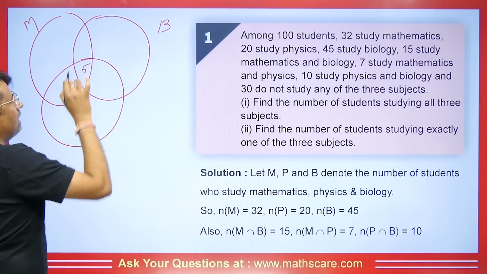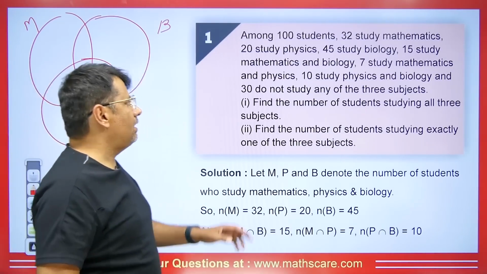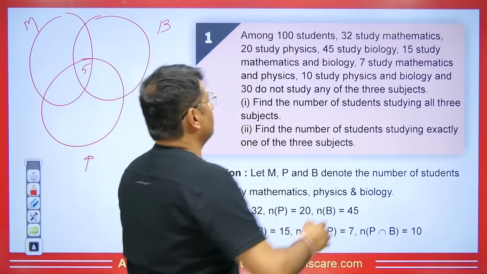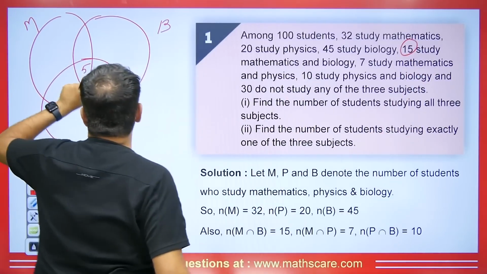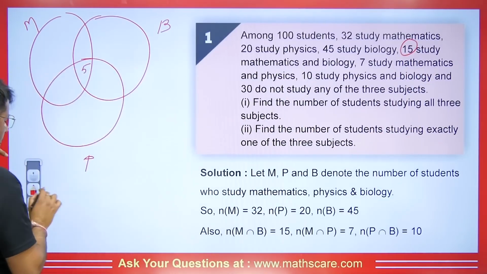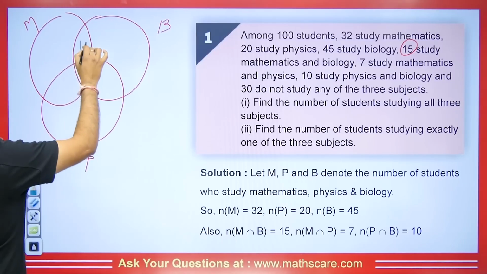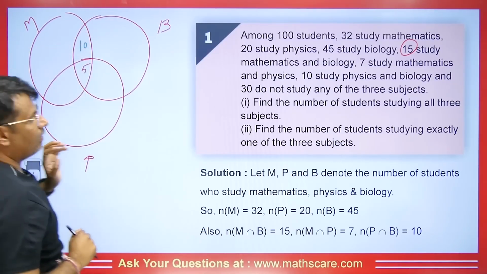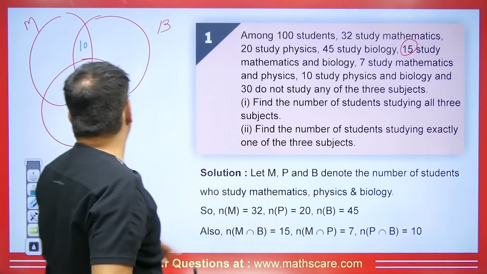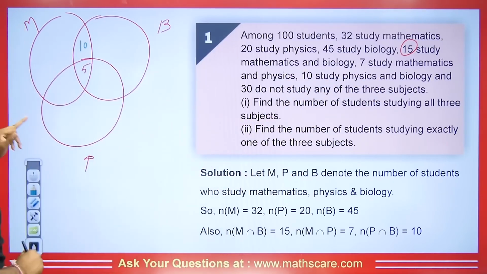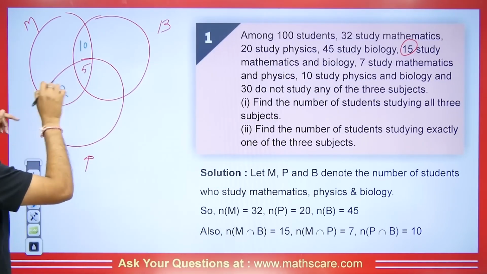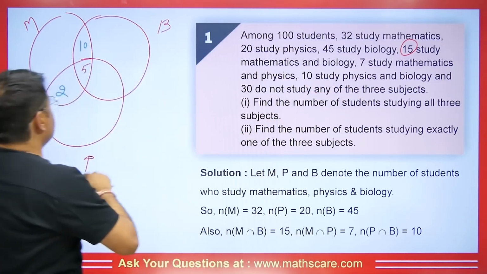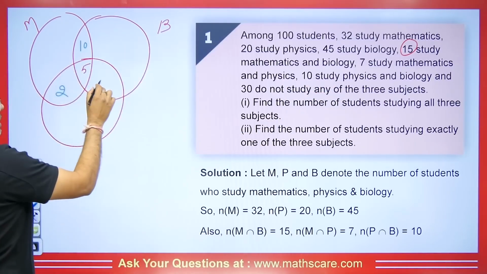Now we will look at those students who are studying math and biology. Total students studying math and biology are 15. But 5 are already present here, so the remaining will be 10 students, and that will come here. Total students studying mathematics and biology are 15: 5 are common ones and 10 others. Now 7 students study mathematics and physics, of which 5 are already here, so this will become 2. Next, 10 students are studying physics and biology. 5 is here in the common, which gives us the remaining 5 students studying both these subjects.